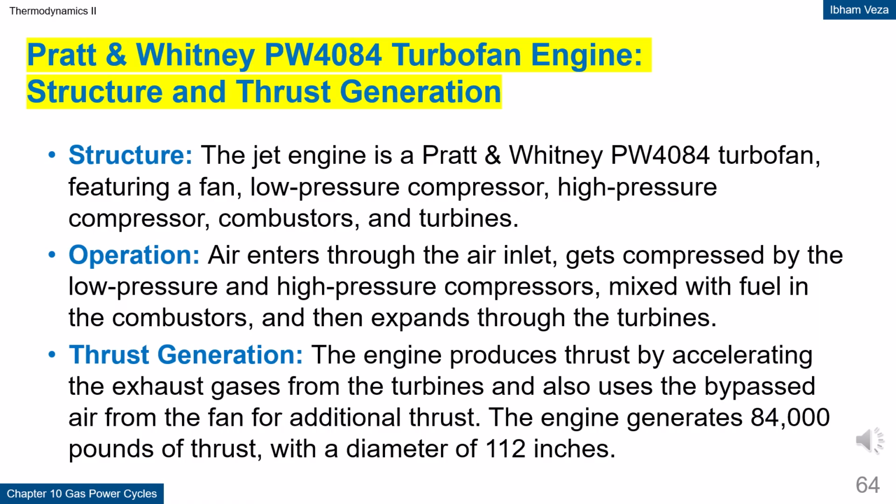PW4084 turbofan engine, structure and thrust generation. This figure shows a real example of a large turbofan engine used in commercial aircraft. Air is compressed in several stages before being mixed with fuel and burned. The hot gases then expand through multiple turbine stages. In addition to thrust from the exhaust gases, most of the thrust comes from the fan bypass flow. This shows how modern turbofans emphasize propulsive efficiency.